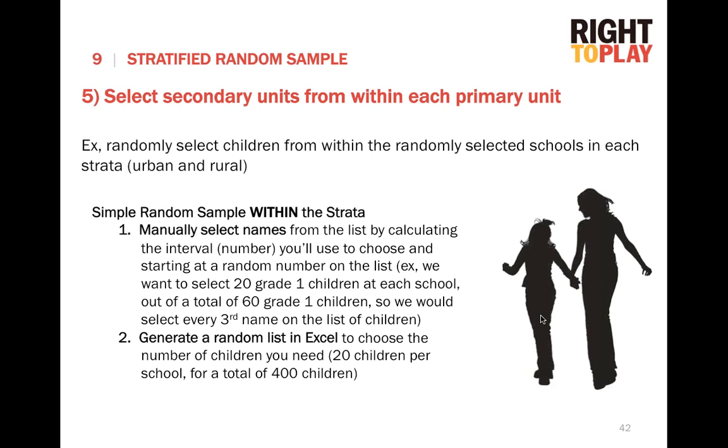Once you've selected your schools or your primary units, then you randomly select the secondary units from within each primary unit. So you randomly select children from within the randomly selected schools. And once again, it all comes back to the simple random sample. So you go back and do that same thing where you list out the names of the children at each of the schools that you've selected, and then you either manually select the children or you generate a random list in Excel.